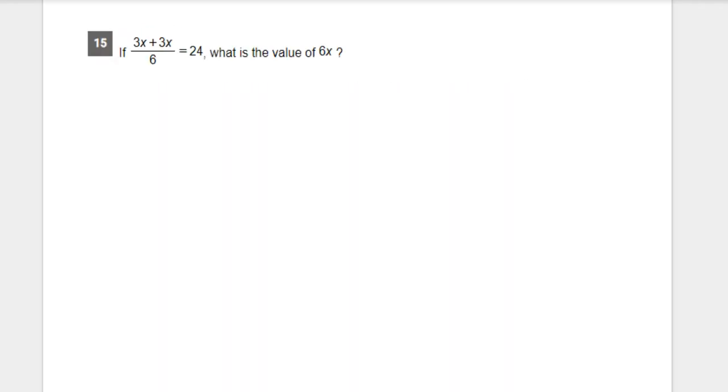All right, number 15, we have some division going on here. If blah, blah, blah equals 24, what is the value of 6x? So this one's kind of weird. Normally they say, what is the value of x? They're saying, what is the value of 6x? So a couple different things. I may want to find out what x is, then multiply by 6. Or in this case, I'm going to get lucky, and I'm going to show you a little trick where you don't even have to find x. We can actually find 6x. So let's check out this problem.